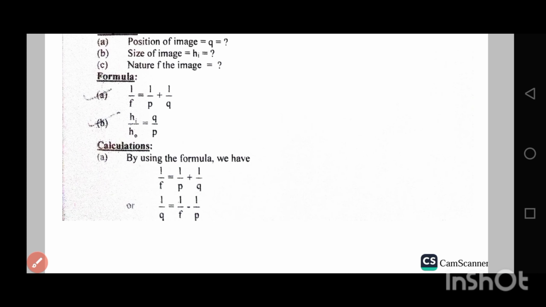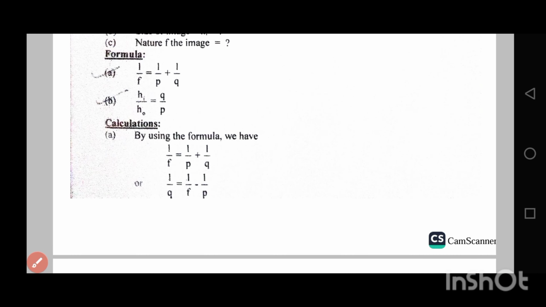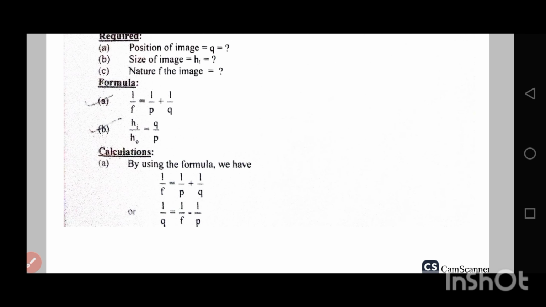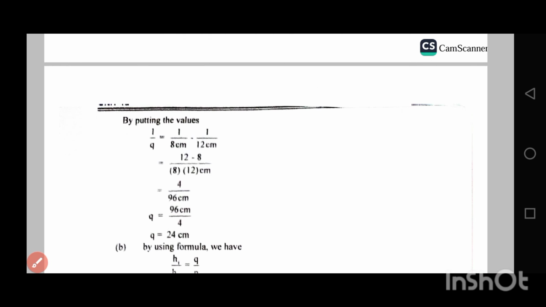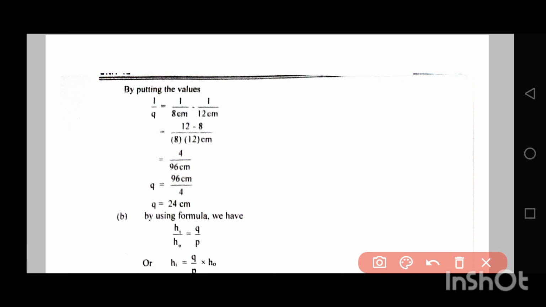So dear students, now we calculate distance of image or position of image. We use the formula 1 over f is equal to 1 over p plus 1 over q, or 1 over q is equal to 1 over f minus 1 over p. After simplifying, we put the values and we get the result, that is q is equal to 24 cm. As it is positive, the image is real.